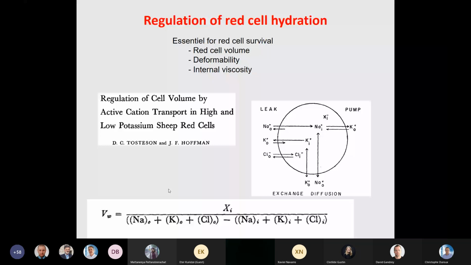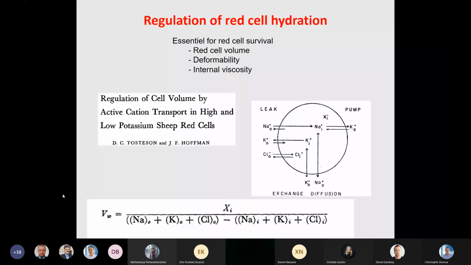The regulation of red cell hydration is essential for red cell survival. It regulates red cell volume, the deformability, and the internal viscosity of the red cells. So these are all publications. Globally, what these publications told us is that the regulation of the hydration of the red cell depends on the sodium and potassium flow, from inside to outside or the opposite, across the red blood cell membrane.